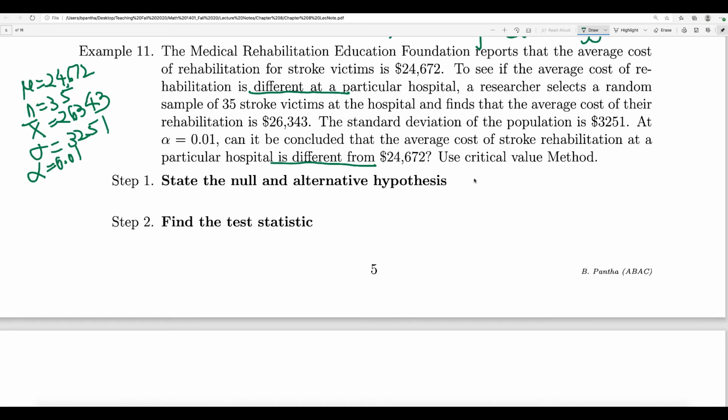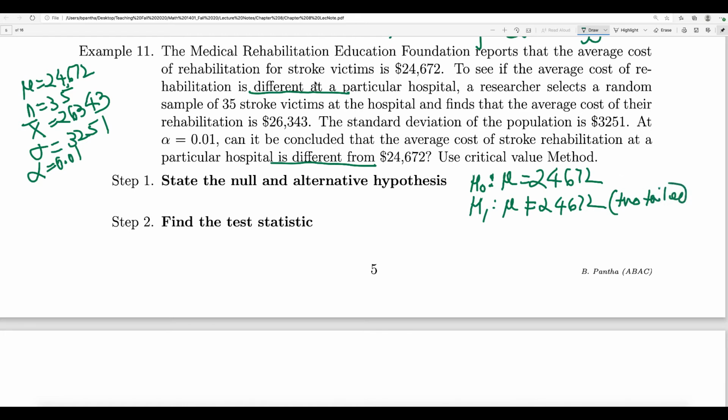Okay, I'll use the critical value method only on this. So what is H0? H0 is mu equals 24,672. What is H1? This is mu different from 24,672. That's what the question says. So this is a two-tailed test, right? Two-tailed.